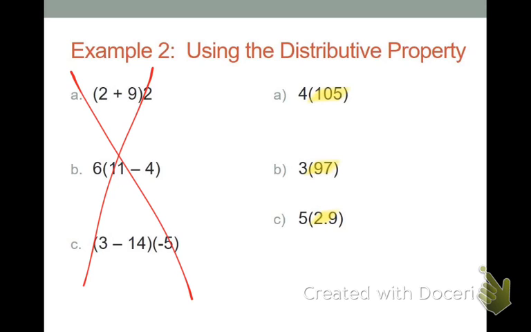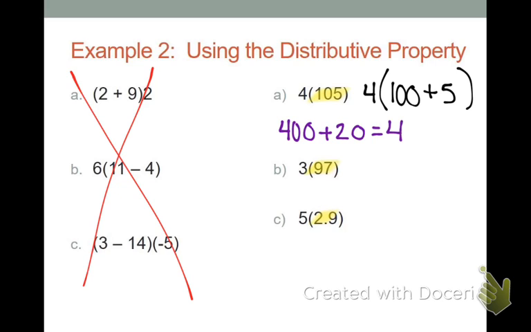All right, so let's go back to A, 4 times 105. What 2 numbers can be added together to equal 105 but are easier to multiply? Shonda? So now I'm going to use the distributive property, 100 plus 5, to create an equivalent expression. Now I can do 4 times 100 is what? 400. And 4 times 5 is 20, and 400 plus 20 is 420. You see how that was a lot easier to do, mental math?